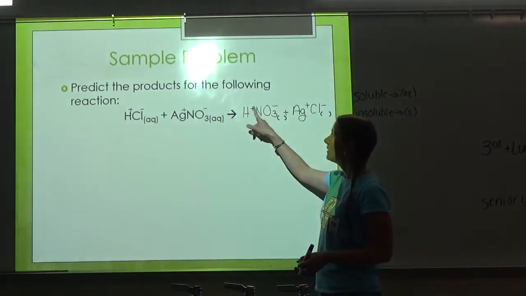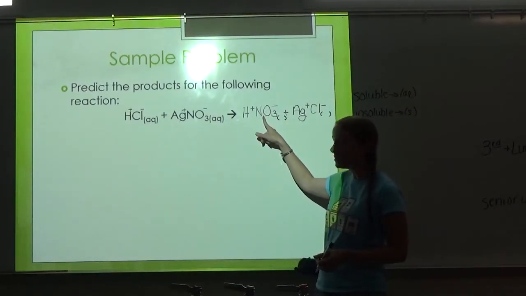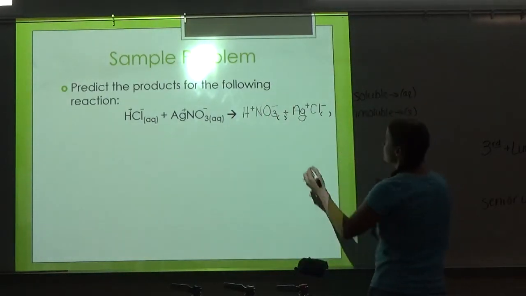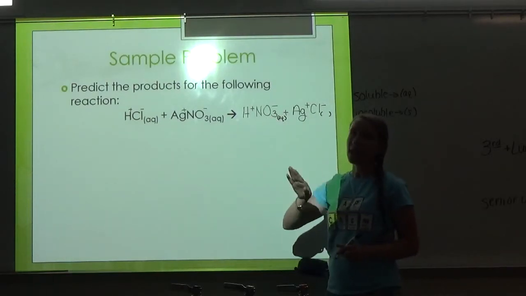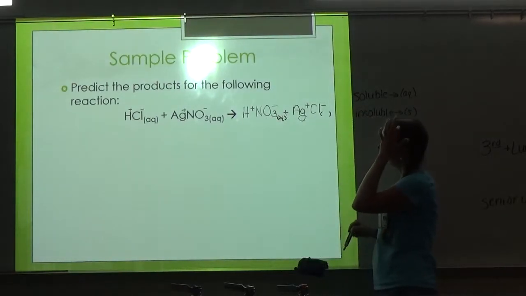H is not on there, but it says NO3 is soluble. Soluble means it will be aqueous. So HNO3 is not going to be a precipitate.